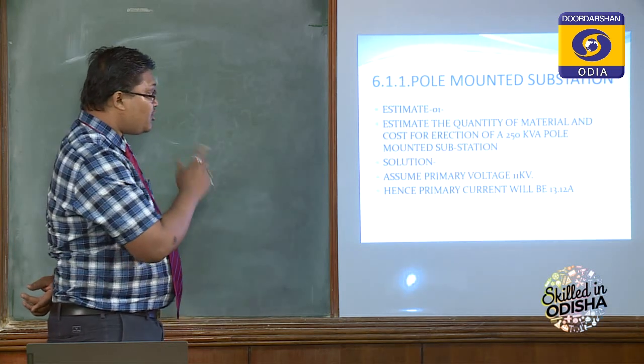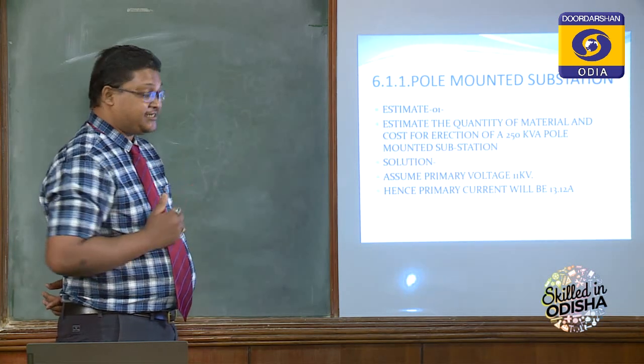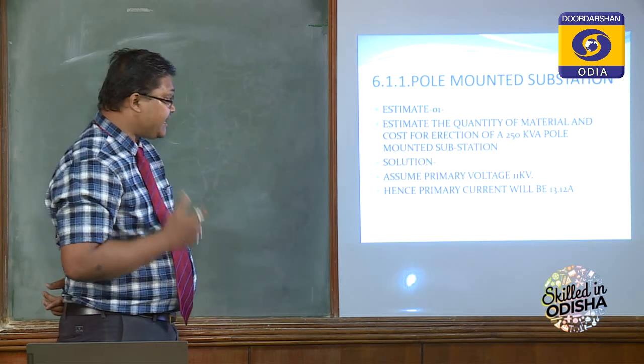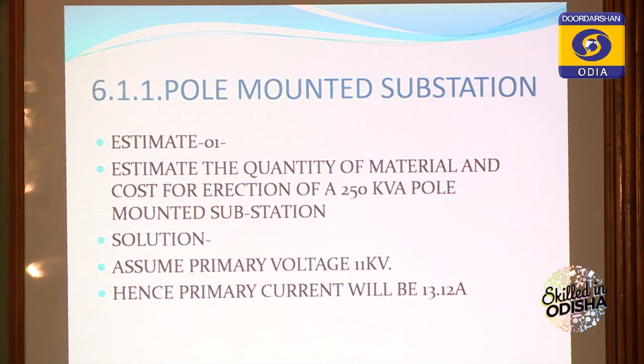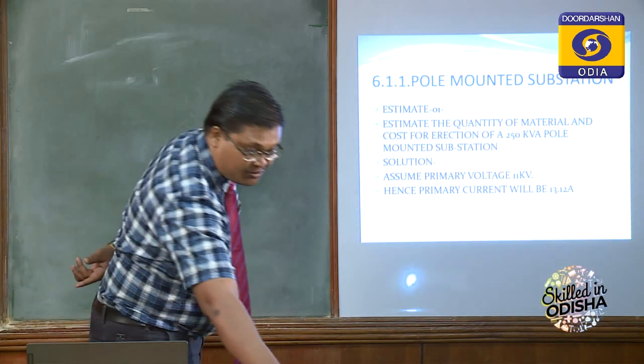For determining the current, first we have to determine the current, then we will decide the conductor size. Hence the primary current for 11 kV primary voltage should be 13.12 ampere. How it is coming, I will explain to you.